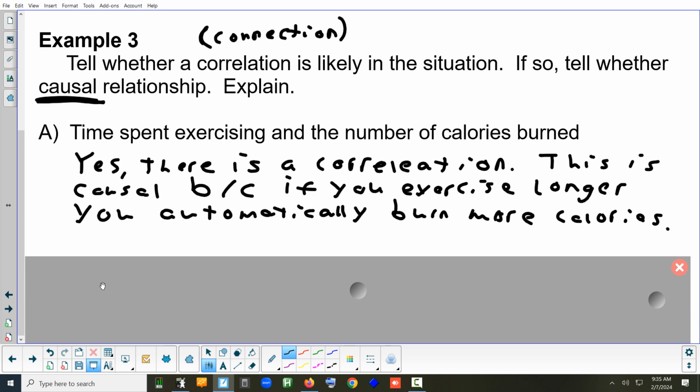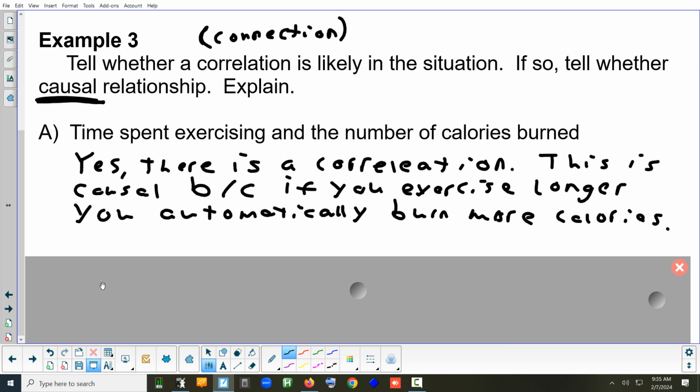Okay, here's another one. Let's say you're driving in your car, and I ask you, do you think there's a connection between the amount of time you drive in the car and how much gas is left in the car? What do you think? Yes. What would happen to the gas the more time you drive? The less gas you have. There'd be a negative correlation. The more time you drive, the less gas you have.